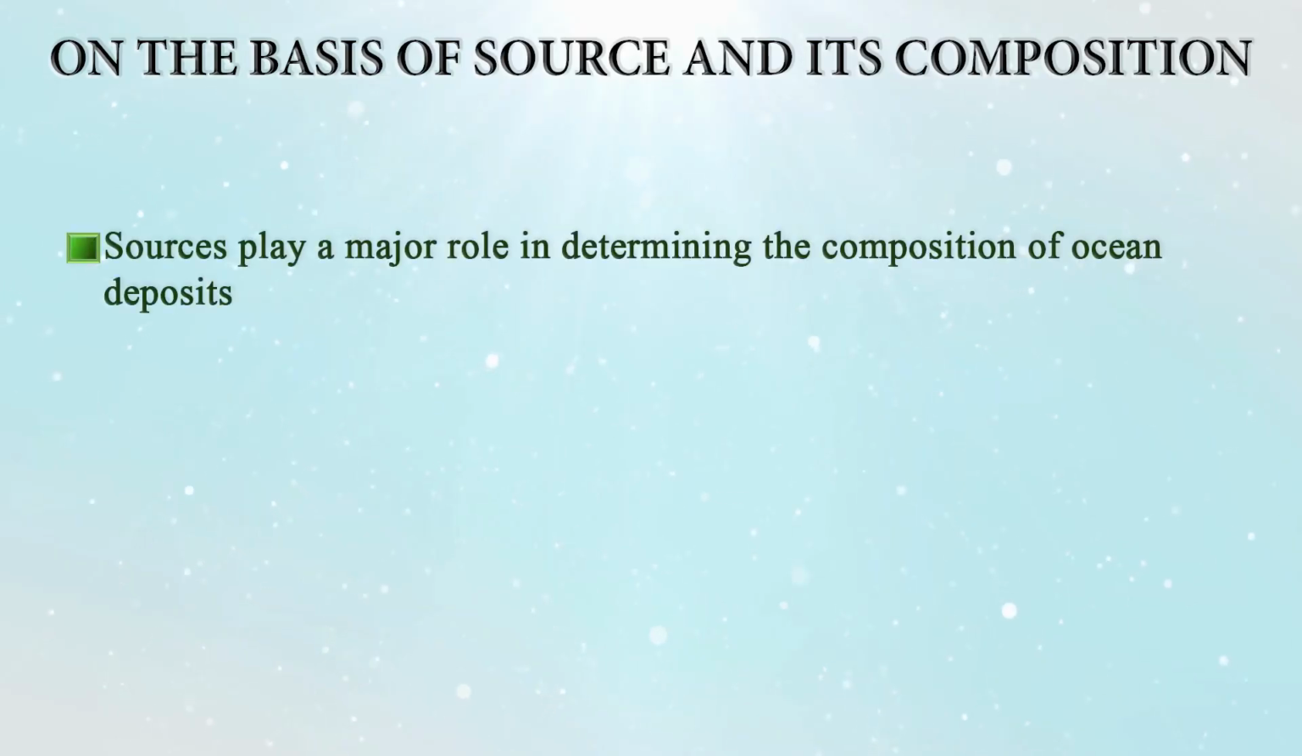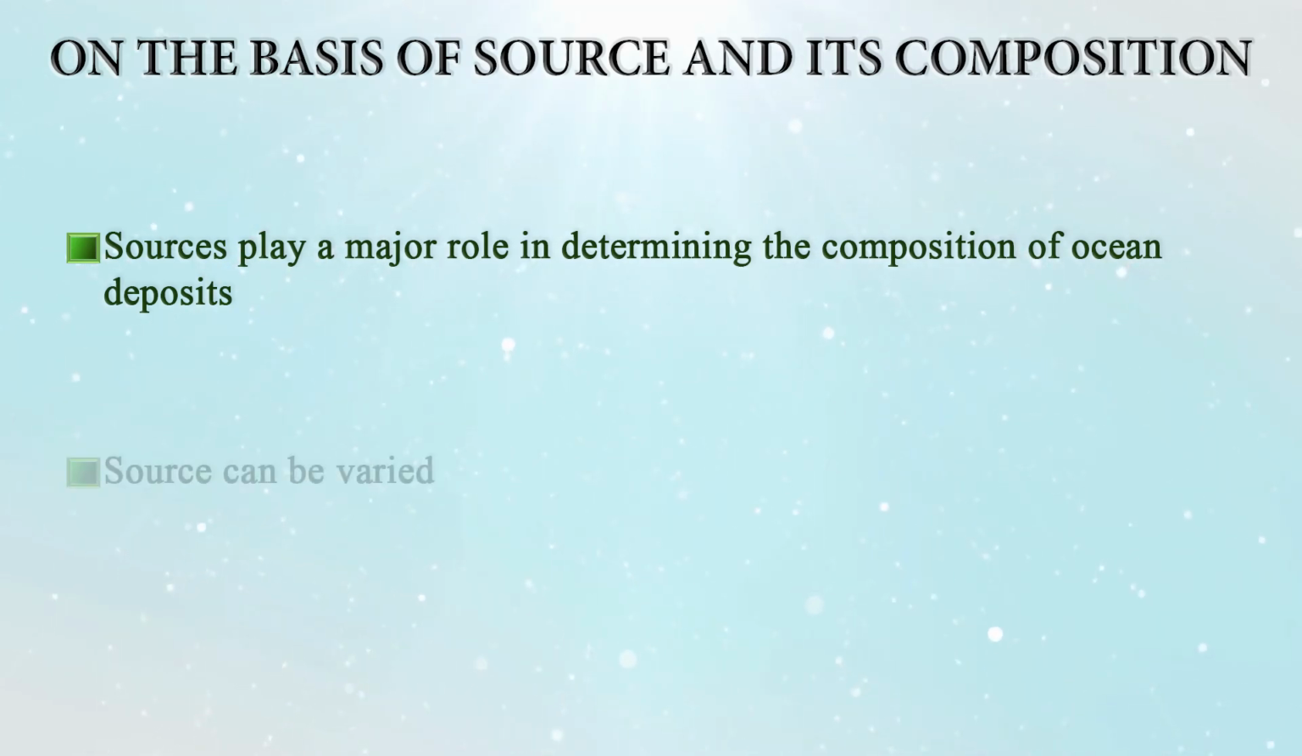Now let us study the ocean deposits on the basis of their source or composition. Sources play a major role in determining the composition of ocean deposits, and sources can be varied. So, ocean deposits are also classified on the basis of source or composition. In this type of classification we will study the different sources from where the deposits come, and what their composition is. We will focus more on the composition, so this is more detailed.